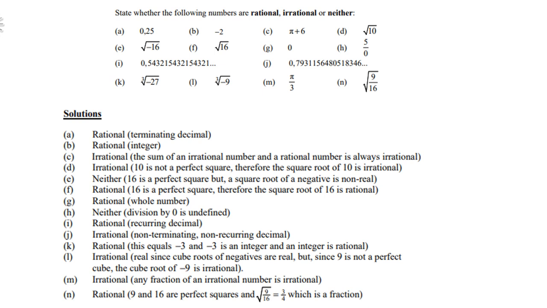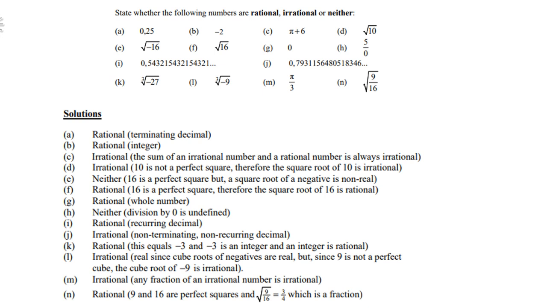J, 0.7931156 and so forth, right? Of course, it is irrational because it is a non-terminating, non-recurring decimal. K, the cube root of negative 27 is rational because this equals negative 3. And negative 3 is an integer, and an integer is rational.